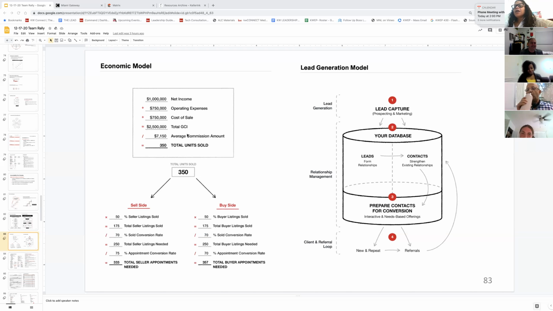Just so that I understand, after we get from the prepare contacts for conversion, we have new and repeat, and then we have referrals. This arrow taking it back, it brings us back to contacts. Okay, I got it. Well, that's a good question. That's exactly why I stay here, so that we could talk this through.